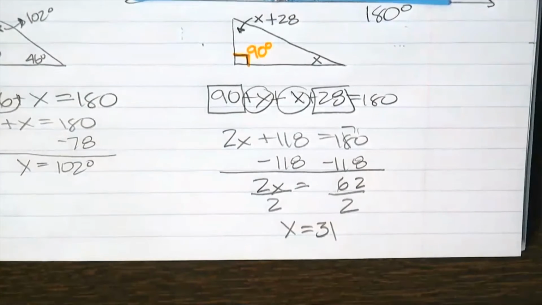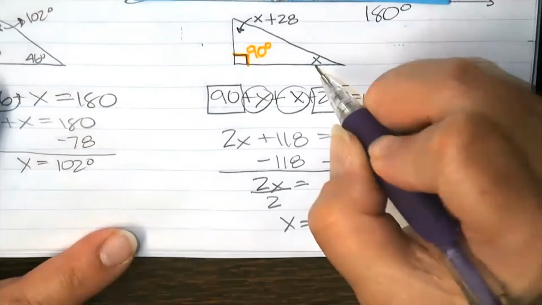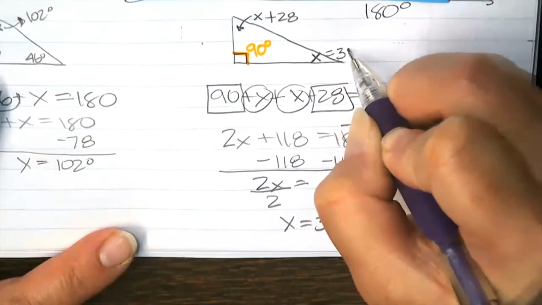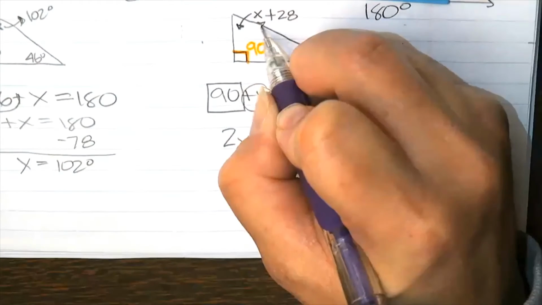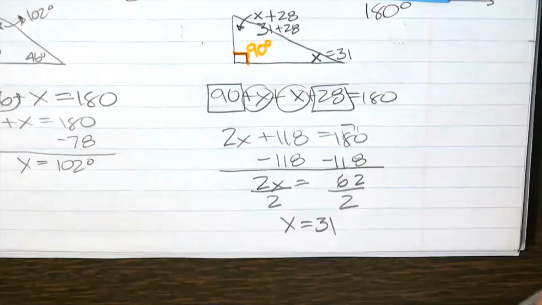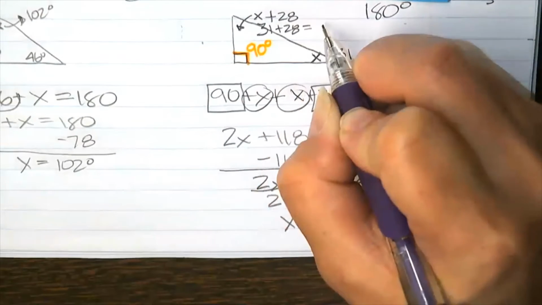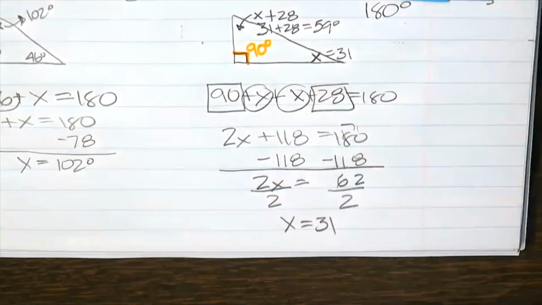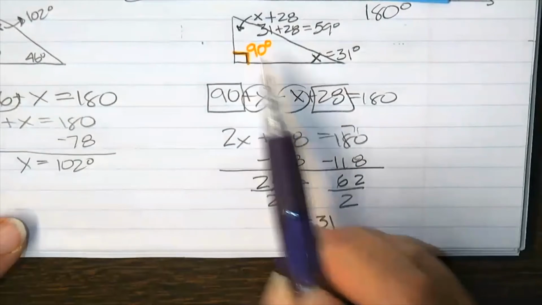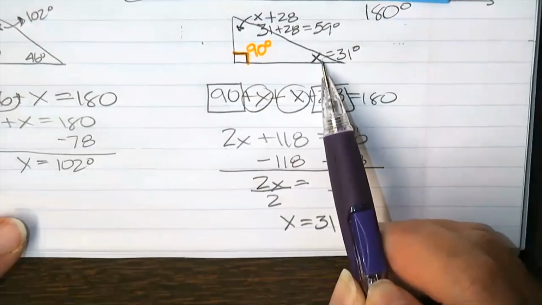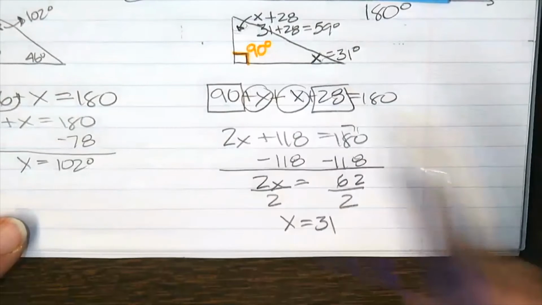But I'm not done. All I've done is found the value of x. I now have to go back and substitute that in. So x is equal to 31. But here we've got 31 plus 28, which equals 59 degrees. So here's our angles, 90 degrees, 31 degrees, and 59 degrees.